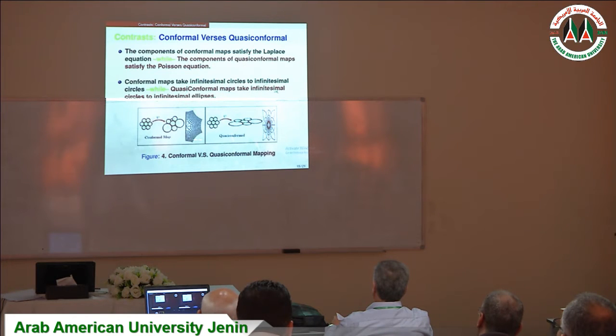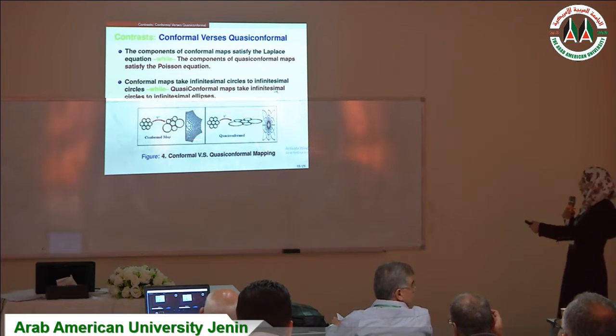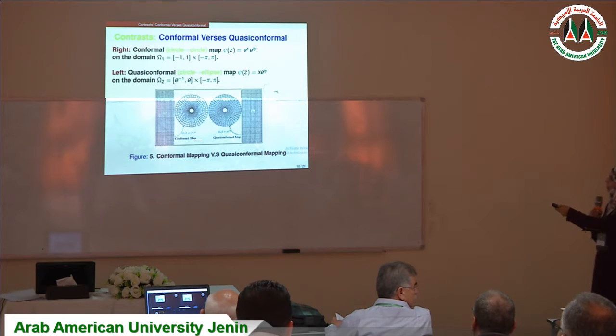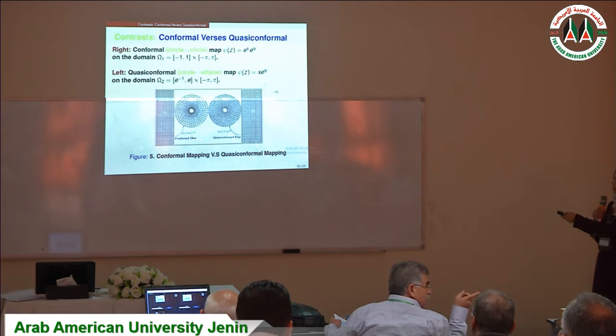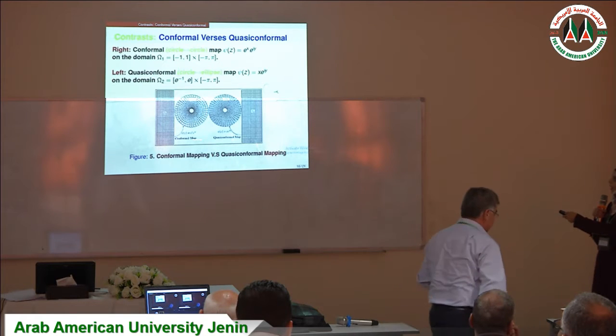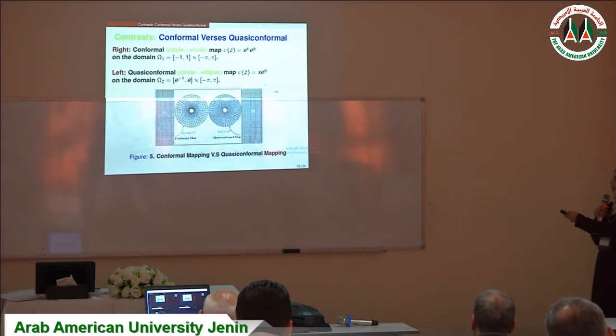Also, the components of conformal maps satisfy the Laplace equation, but the components of quasi-conformal maps satisfy the Poisson equation. Conformal maps take an infinitesimal circle to an infinitesimal circle, but quasi-conformal maps take an infinitesimal circle to an infinitesimal ellipse. Here is an example of conformal mapping, and here is an example of quasi-conformal mapping. Every conformal map is a quasi-conformal mapping, but the converse is not true. This example is a quasi-conformal mapping, but not a conformal mapping, because it does not satisfy the Cauchy-Riemann equation.